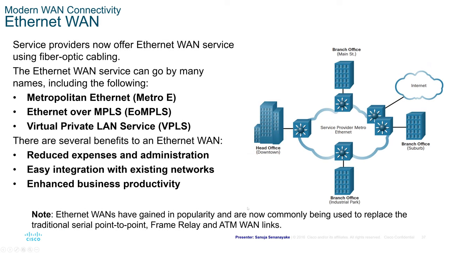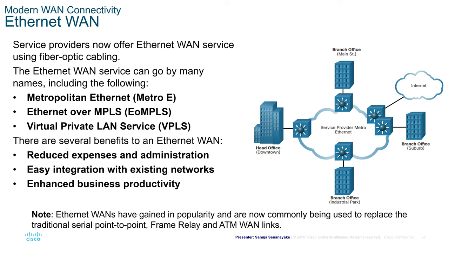Ethernet WAN. Service providers now offer Ethernet WAN service using fiber optic cabling. The Ethernet WAN service can go by many names, including the following: Metropolitan Ethernet, also known as Metro E, Ethernet over MPLS, also known as EoMPLS, and Virtual Private LAN Service, also known as VPLS. There are several benefits to Ethernet WANs. They include reduced expenses and administration, easy integration with existing networks, and enhanced business productivity.